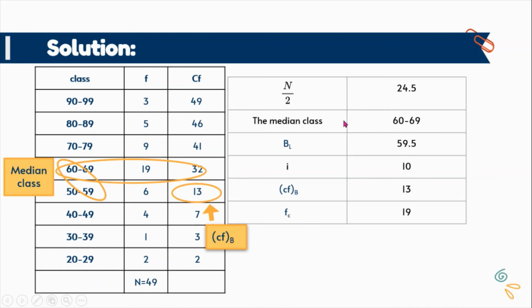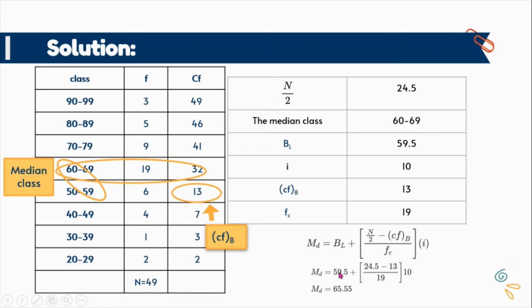So since we already know the value of n over 2, which is 24.5, the median class 60 to 69, the B sub L 59.5, the I, which is 10, CF sub B, which is 13, and F sub C, which is 19, we are just going to substitute this value to the median of grouped data formula. So this is the formula for the median of grouped data, and we just have to substitute the values.